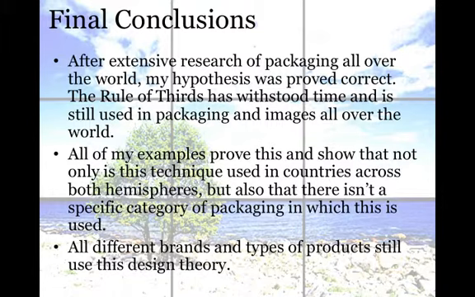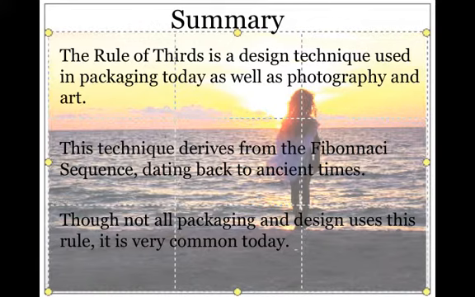It's used in all different types of packaging and paperboard and plastics and thermoformed packages and frozen foods and refrigerated foods and snack foods. It's just used all over everything, and all different brands and types of products still use this design theory. So a final summary is the rule of thirds is a design technique used in packaging today as well as photography and art. This technique derives from the Fibonacci sequence and dates back to ancient times. And though not all packaging and design uses this rule, it is still very common today.